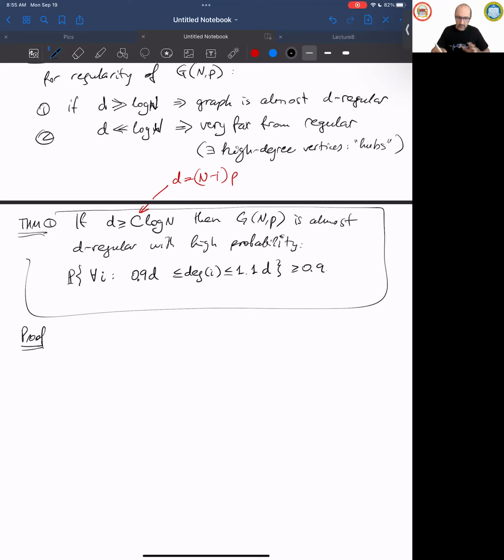Okay, so the statement is kind of hard because it wants something to happen for all the degrees, all degrees at the same time, all vertices. So let's make it simpler first. Let's fix i, fix a vertex, and look at that specific vertex. Fix i, and then look at this event, let's call it E_i. This is my event, the good event, that the degree is very regular.